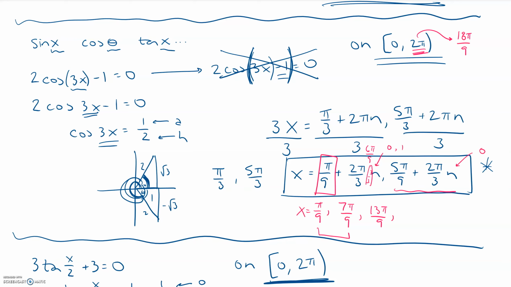We set n equal to 0. We get 5 pi over 9. We're again moving in chunks of 6 pi over 9.